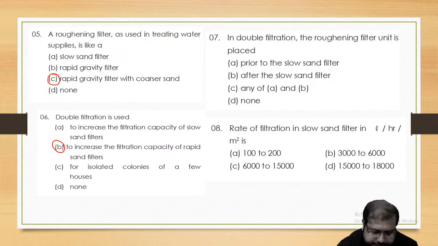Question number 7. In double filtration, the roughening filter unit is placed prior to the slow sand filter.